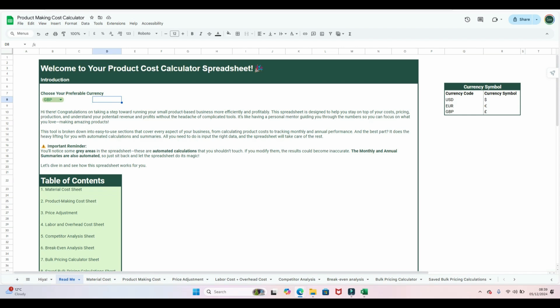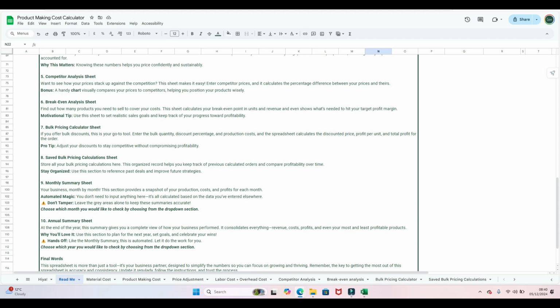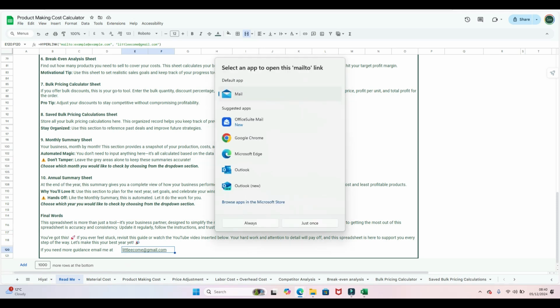On this page, you should choose the currency that you want to use. At the moment, there's only dollars, euros, and British pounds. So depending on where you are, you can choose between these. This will automatically update as you go on through the calculator, so make sure you choose your currency here. The rest of the page just gives you a quick explanation of what this calculator is about. If you still need more help, you can just email me directly from the spreadsheet.